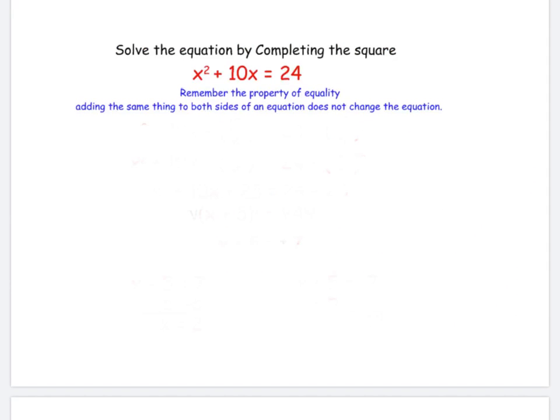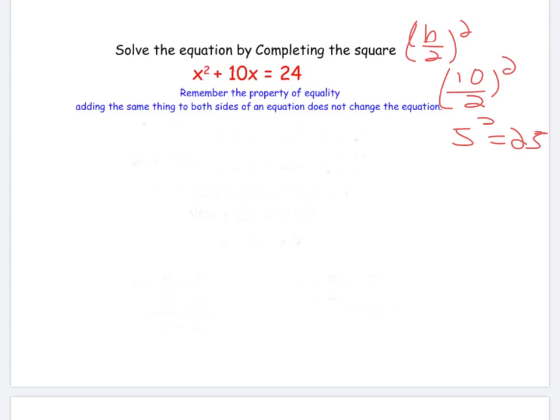So let's take a look at actually what it would look like to do that. If I'm looking at the equation x squared plus 10x equals 24, I have to figure out what I'm going to add. And remember, what you're going to add is b over 2 squared. So in my case here, b is 10. So I'd be adding 10 over 2 squared. 10 over 2 is 5, and 5 squared is 25. So I would be adding 25 to both sides.